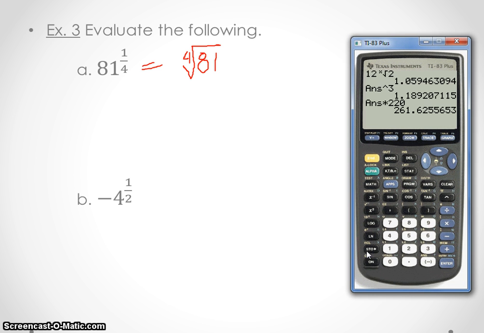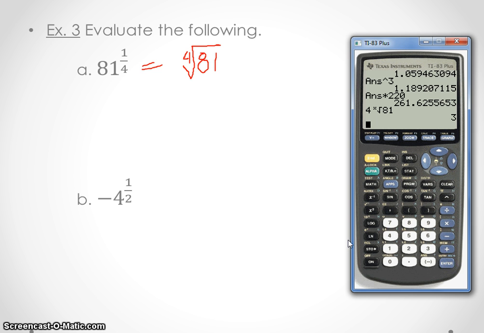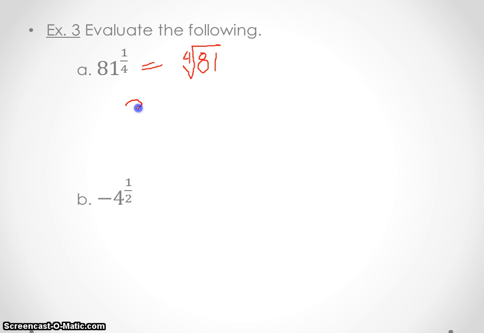So let's do it the original way I showed you, using this little symbol in here. So we put in our 4 first, and then we go to our math menu, and we go down to 5, and we pull this. So this is saying take the 4th root of what I'm going to put in next, so the 4th root of 81, and you hit enter, and boom, that's 3. So there you go. So you would say that answer here is 3.